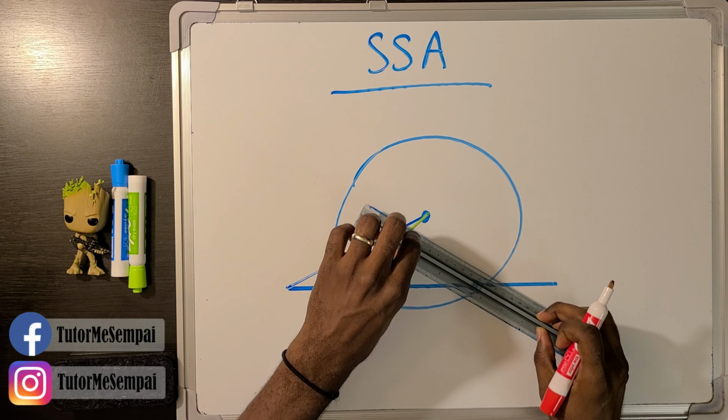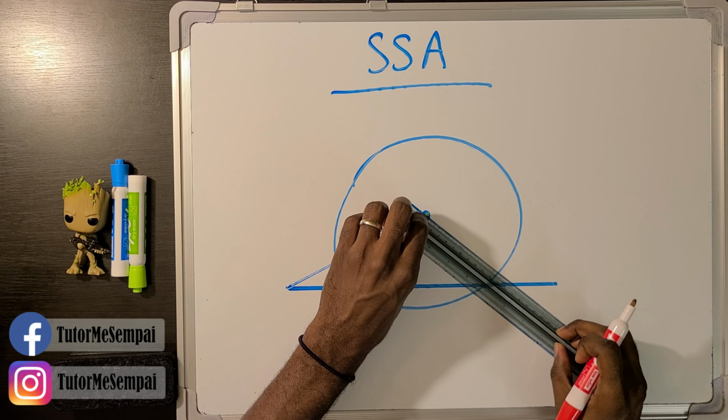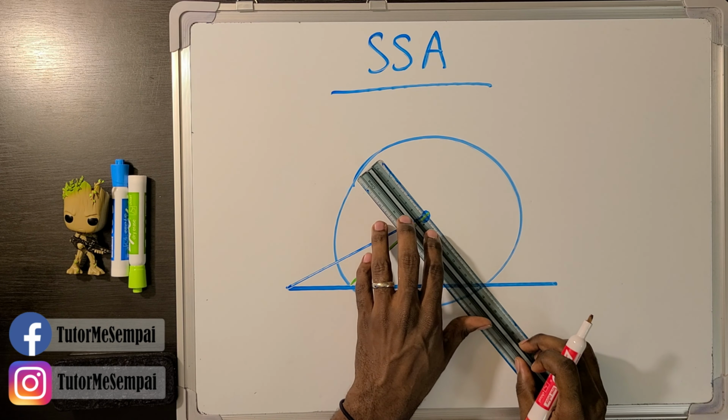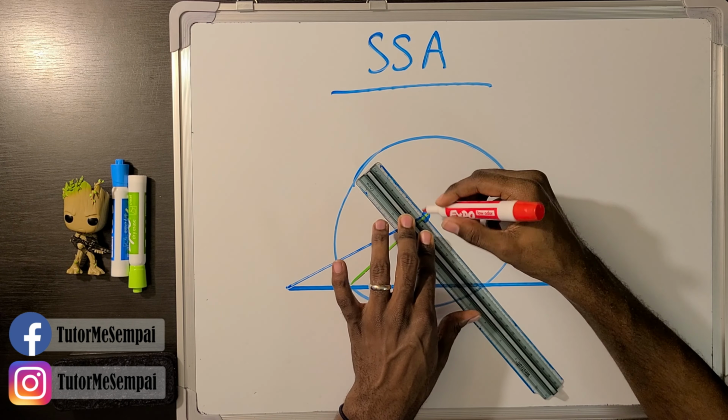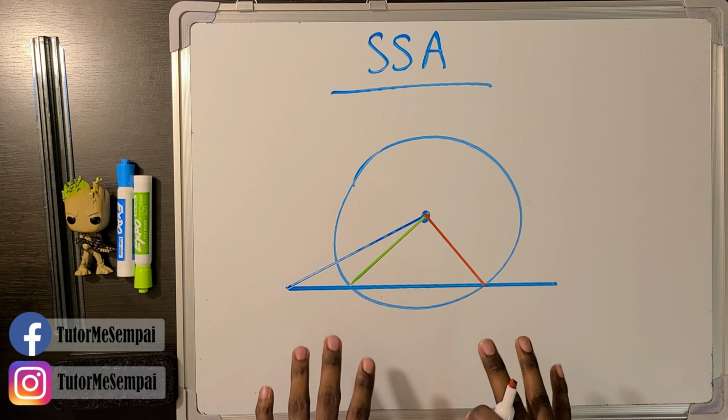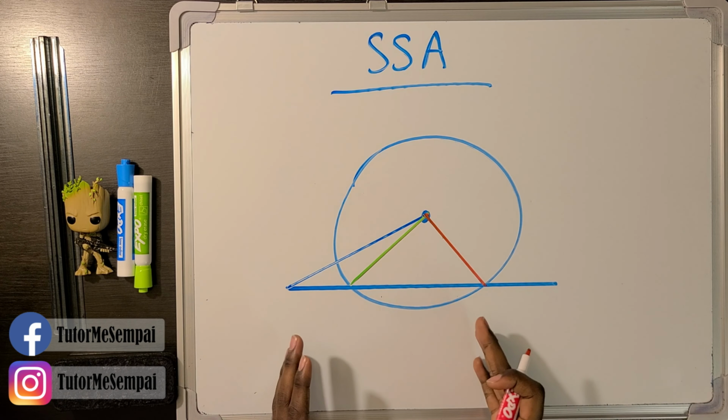Let's do another side. So let's extend this out, and we're going to put it all the way over here. We're going to intersect this base right here. Using the radius of this circle, we have formed two distinct triangles. Now let's see what we have here.